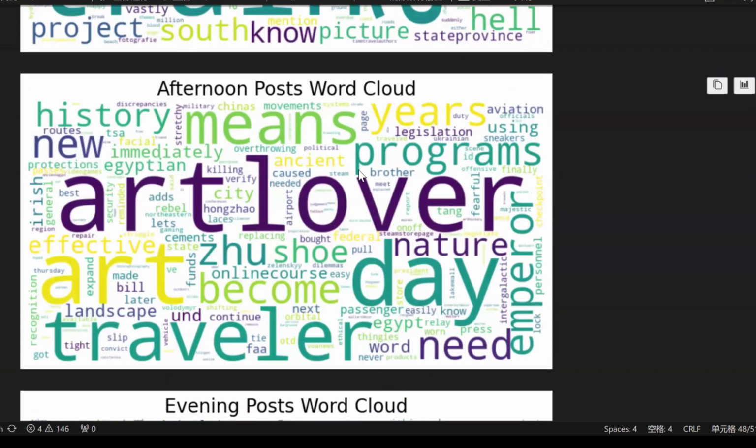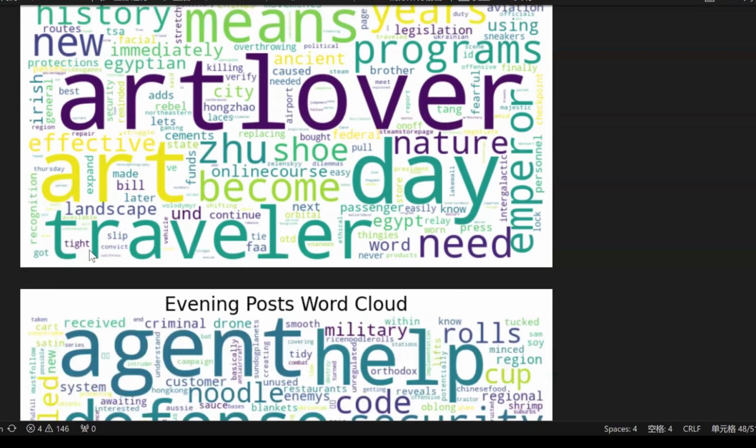As we move into the afternoon, the focus shifts. Our word cloud now shows an increase in discussions about art, novels, and programs. This trend points to a growing interest in cultural activities and travel experiences during this time. The presence of words like travelers and means suggests that people are considering the logistics and means of travel, perhaps planning their next adventures or sharing experiences.